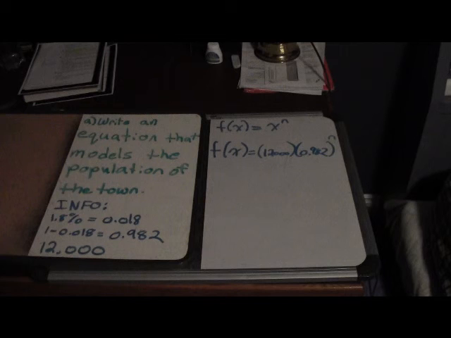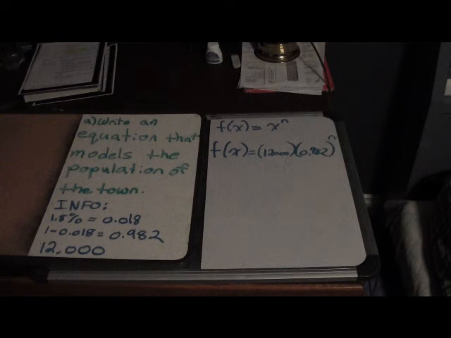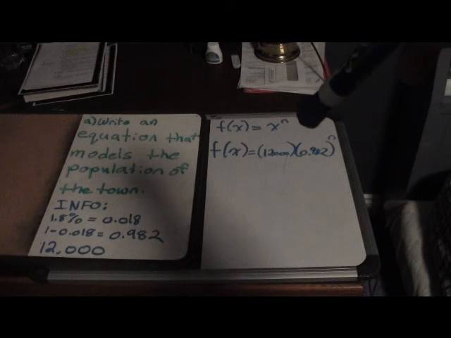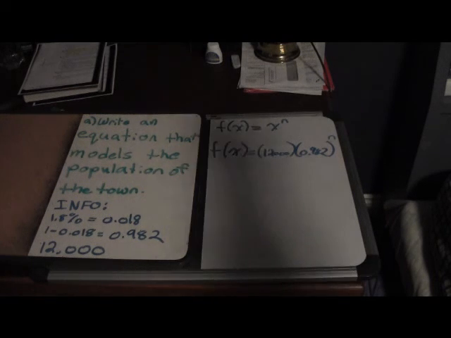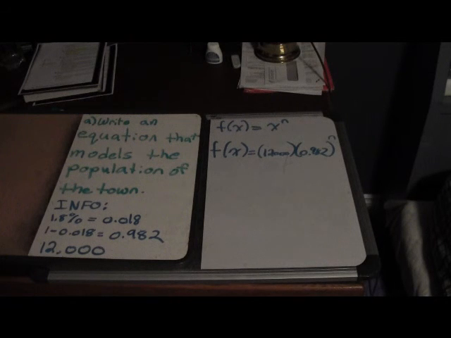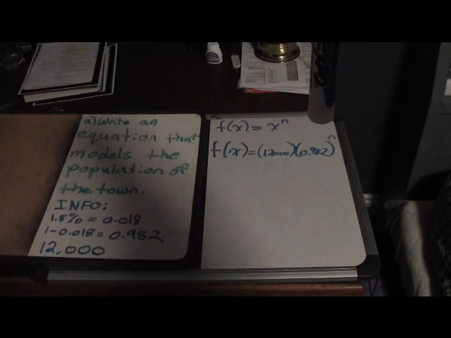Also, we know that our current population is 12,000. As you can see in the top right corner here, we have our original equation, f of x is equal to x to the n. Now all we need to do is put what we know into this equation. So we have our x value, which in this case is 12,000, or our constant rate. And then we have our rate of decrease, which was 1.8% annually, put into a decimal, so that is 0.982. So we have 12,000 times 0.982, all to the exponent of n. Now we don't know what n is yet because n is our time value, but this is our base equation that we're going to be using for the rest of the question.